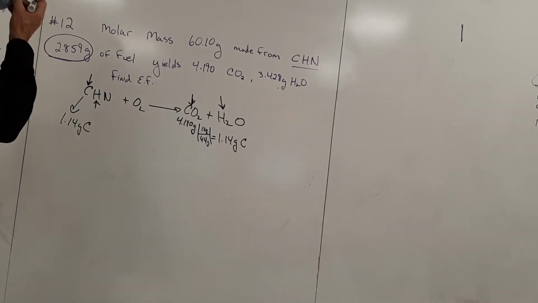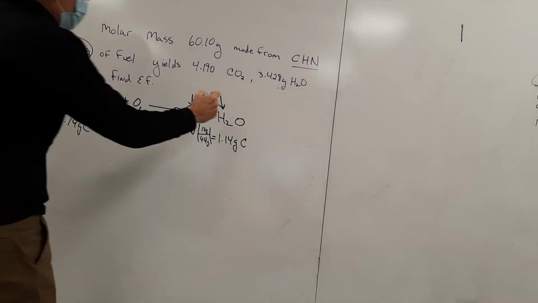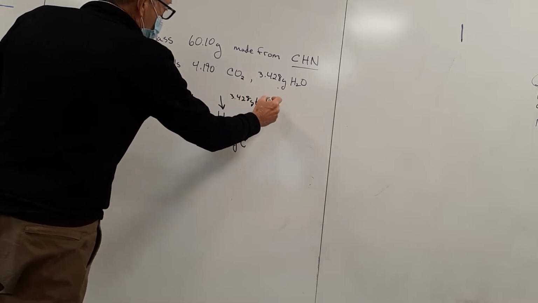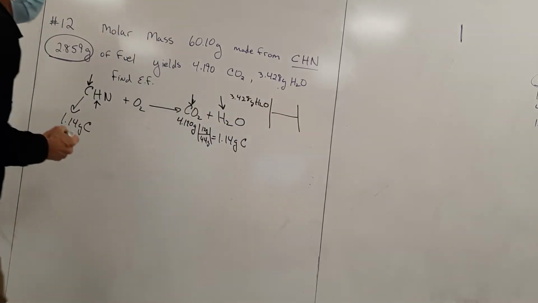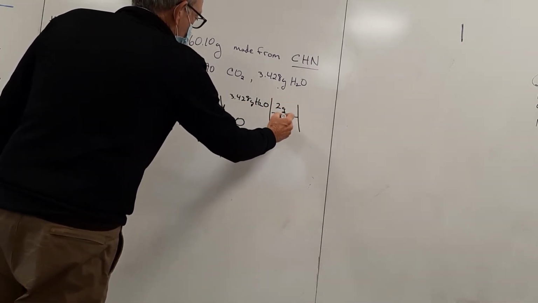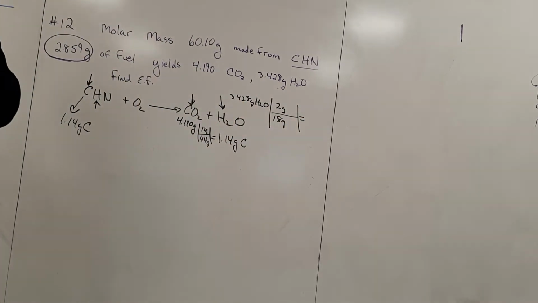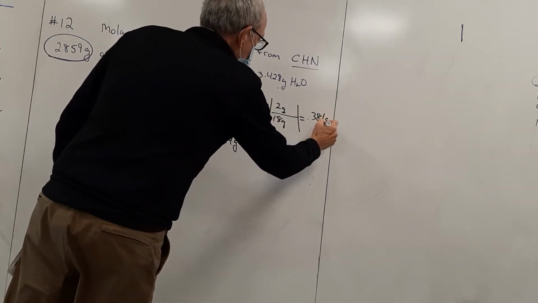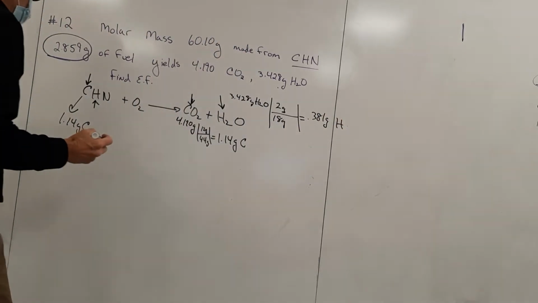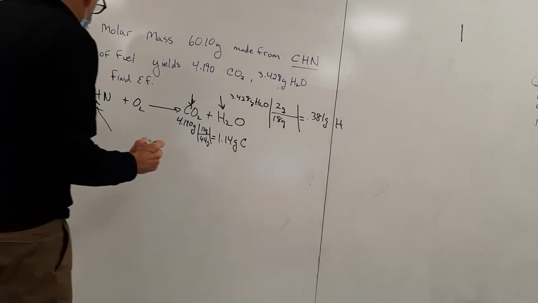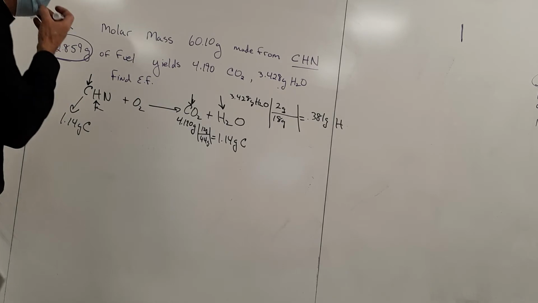Next, hydrogen. Hydrogen, I've got 3.428 grams of water. How much hydrogen is that? Well, that's going to be 2 grams over 18 grams, which gives me 0.381 grams of hydrogen. Now, how much nitrogen do I have?